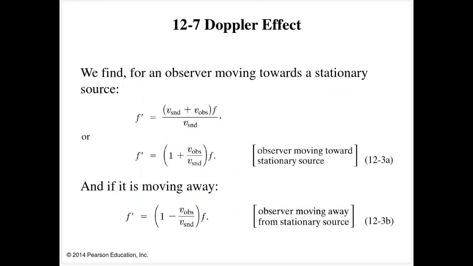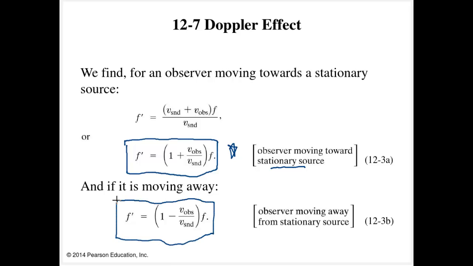We can go through much the same derivation where we add the wavefronts together. We're going to come up with a frequency shift, in this case for an observer moving towards the stationary source now, and an observer moving away from a stationary source now. You can see how it's related to the speed of the observer and the speed of sound, and essentially it's going to increase the observed frequency, that's the frequency prime, if they're moving towards it, and lower the frequency if they're moving away from it.